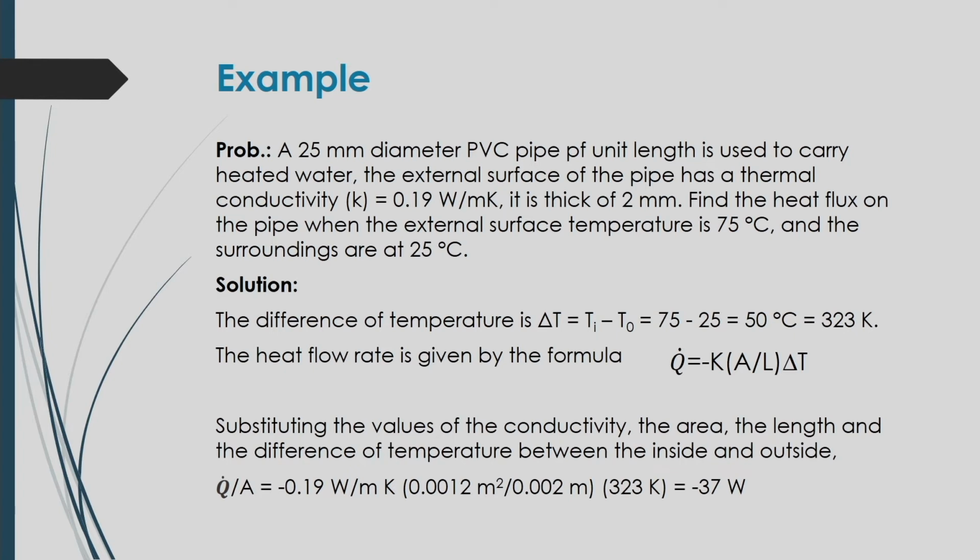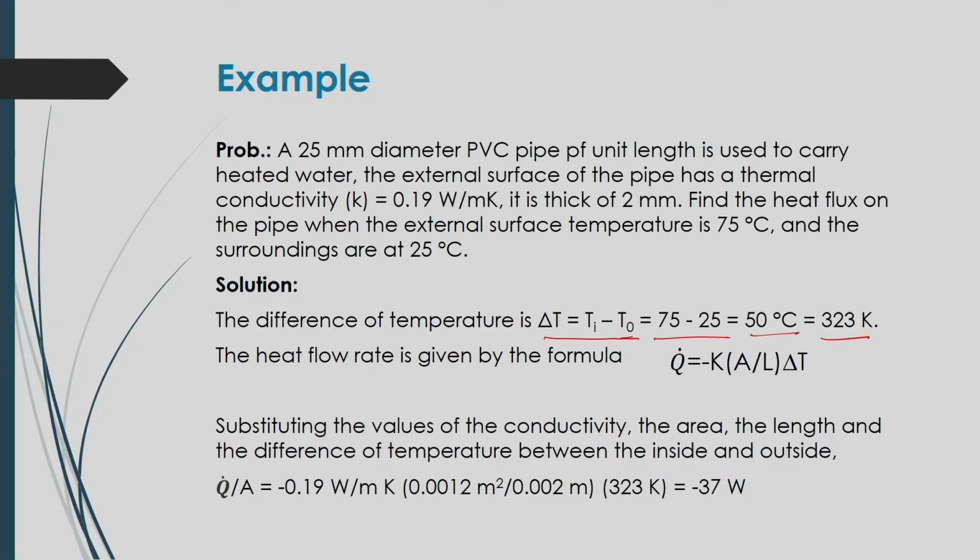So, in this case, first of all you have to calculate the temperature difference, that will be delta T equal to Ti minus T0. Ti is the temperature at the external surface, and T0 is the temperature of the surrounding, that will be a difference of 50 degrees Celsius, that will be equal to 323 K.